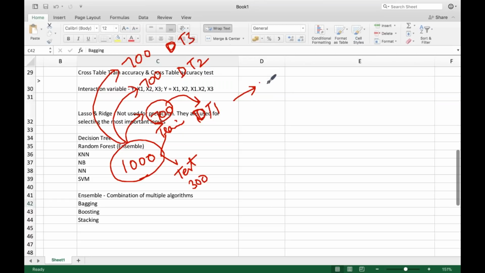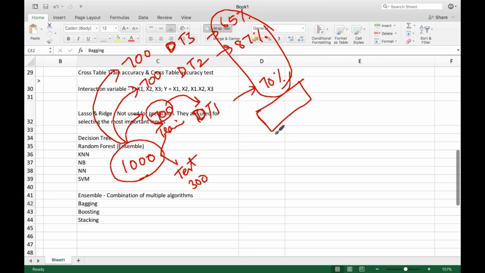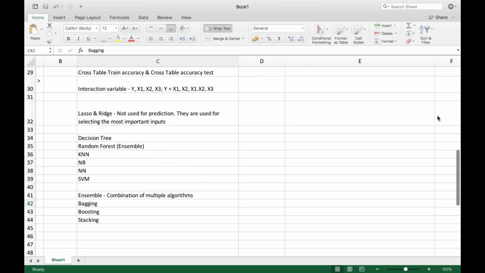And you will have the accuracies. This has given, say, 70% accuracy, this 87%, this has given 65%. You simply take the average of all these accuracies. Okay, that's bagging. Then what is boosting?